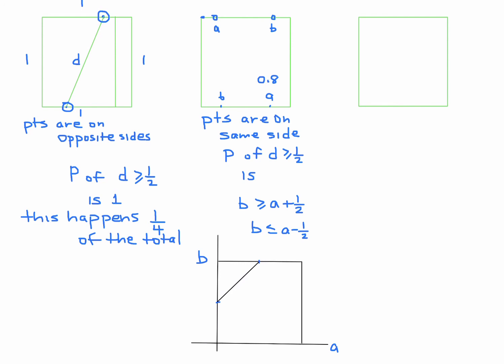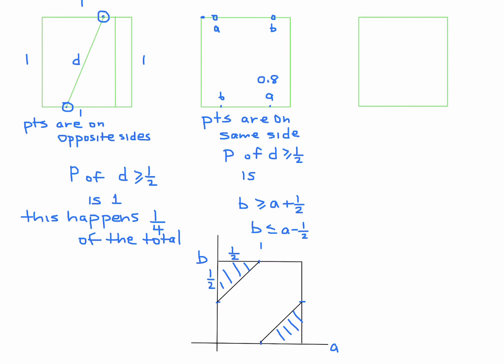And then the other one, where B is less than or equal to A minus a half, is the line between those two midpoints. So this scenario right here. And the area of those two represent the probability. So this whole thing was 1, so this is a half, this is a half.